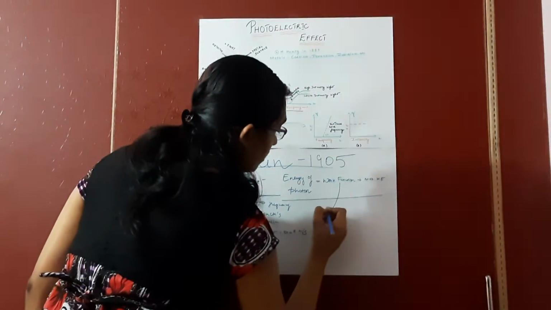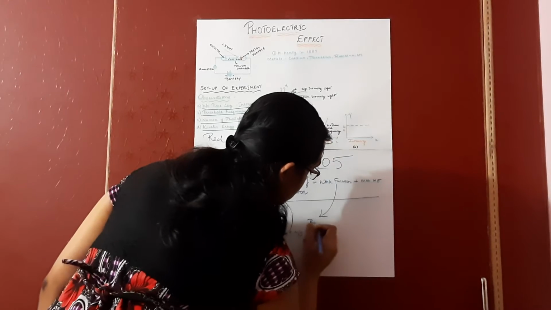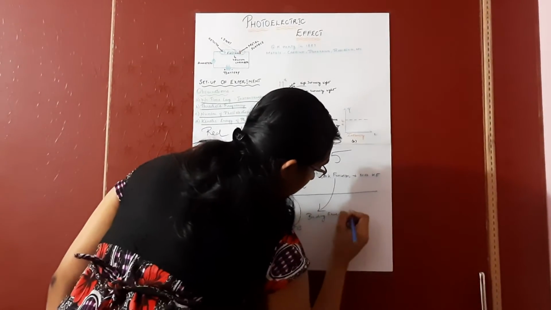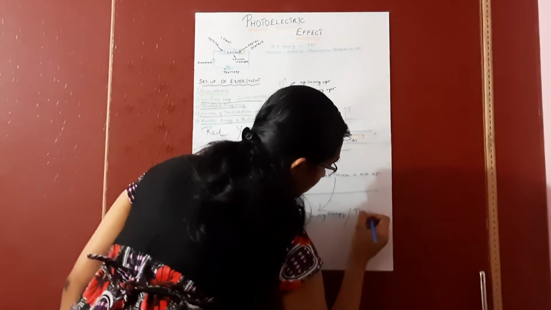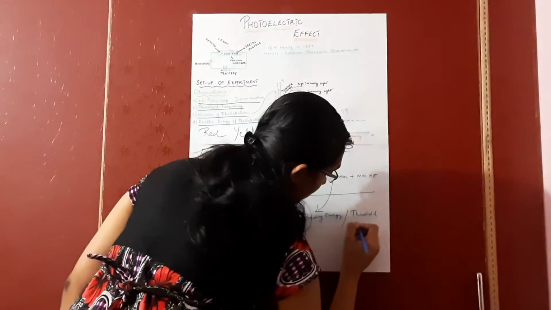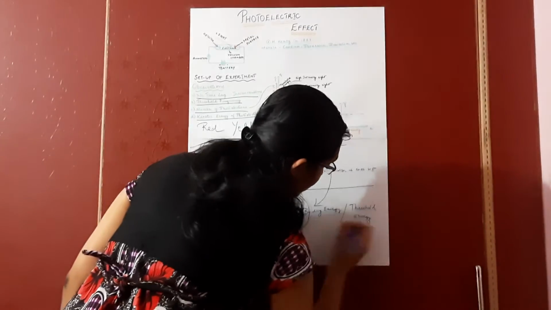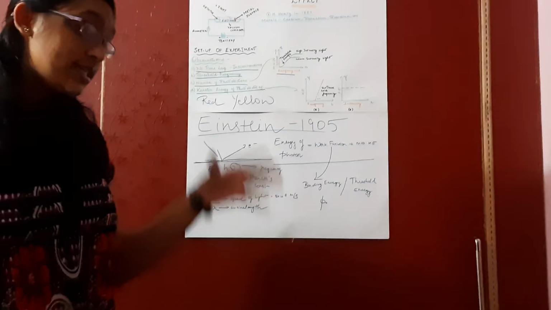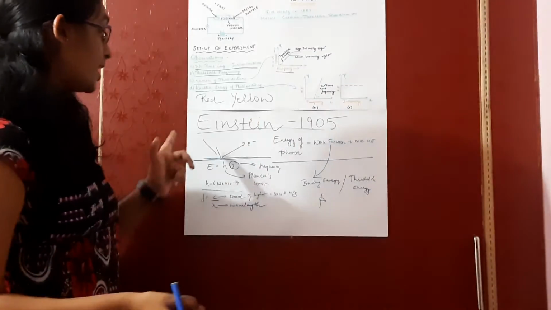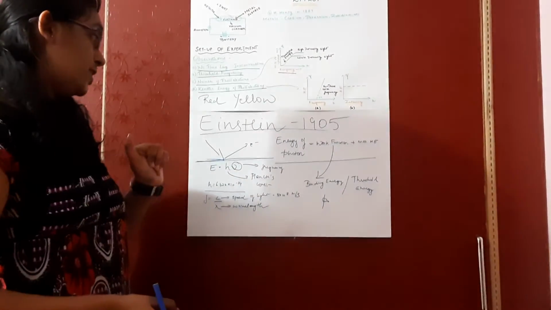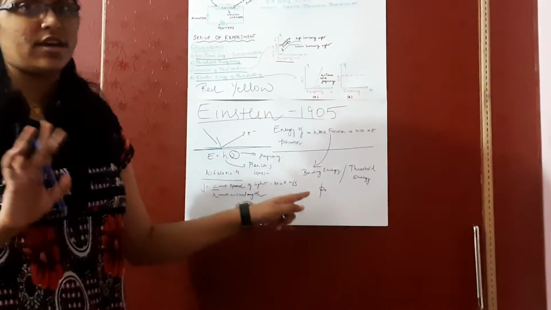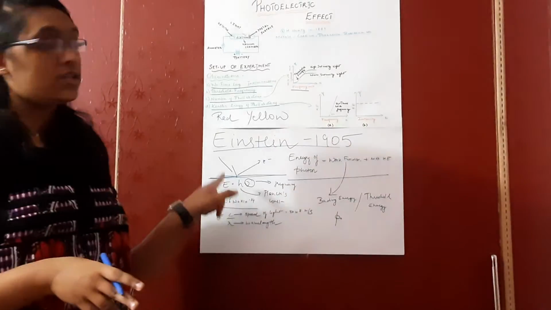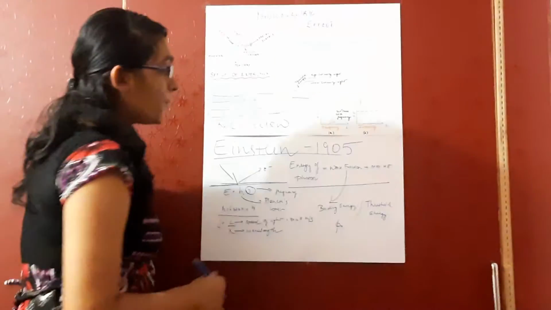What is work function? Work function is also called binding energy or threshold energy. It is represented by phi naught. What is this binding energy? Binding energy is the minimum energy with which a light ray has to strike the metal surface. Below this minimum energy, the photoelectric effect is not at all visible. So binding energy is the minimum energy with which light has to strike the metal surface.